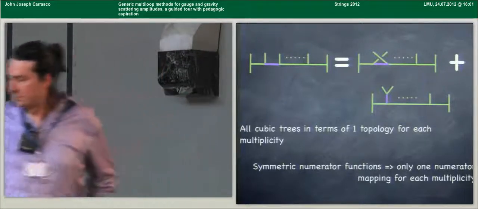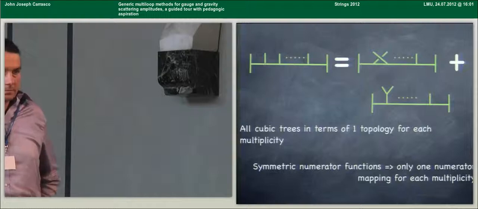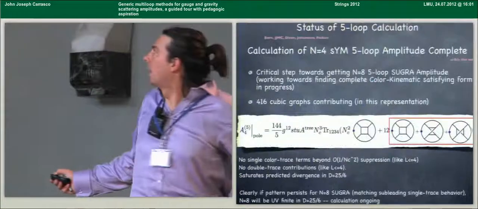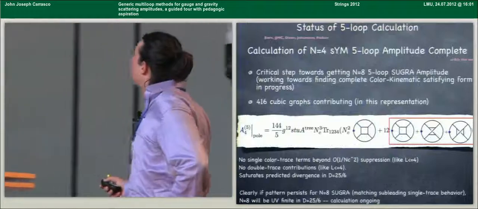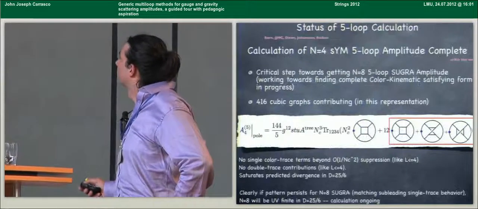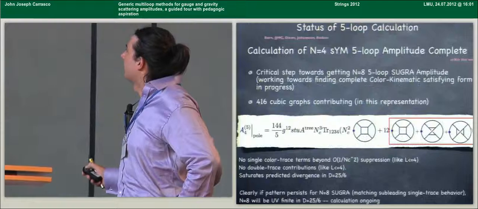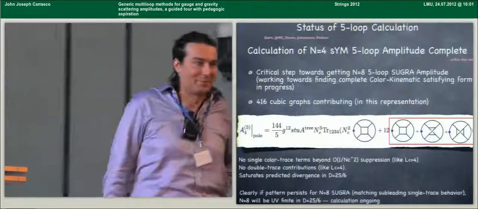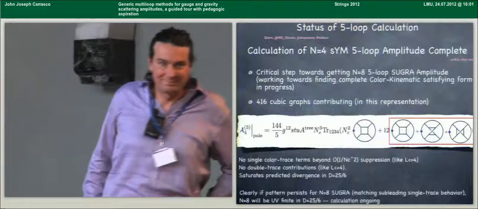What was the dimension you found for the divergence of the 5-loop problem you described? The 5-loop Yang-Mills? Yes. Yeah, it was 26 over 5. Because it looked different. 25 over 6. 26 over 5 sounds better. 26 over 5. I'm sure I made a typo, yeah. Thank you.